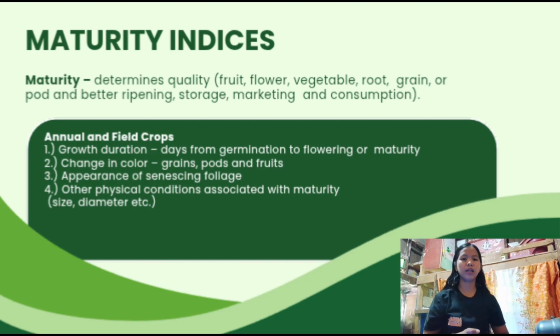For annual and field crops, we determine maturity by looking at growth duration, counting the days from planting to flowering or harvesting, and then changes in color, observing if grains, pods, or fruits show their mature color, and then the appearance of senescing foliage when leaves start to dry or turn yellow, and other physical signs like size, shape, and diameter.